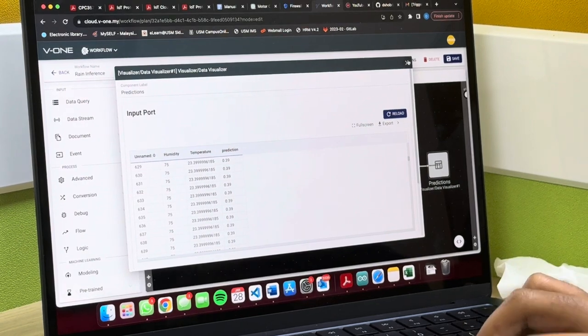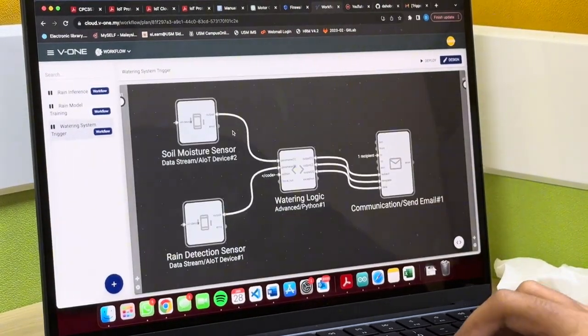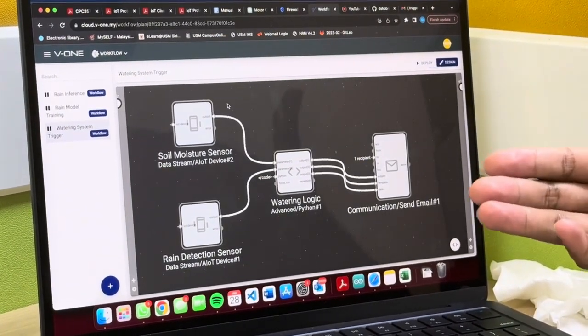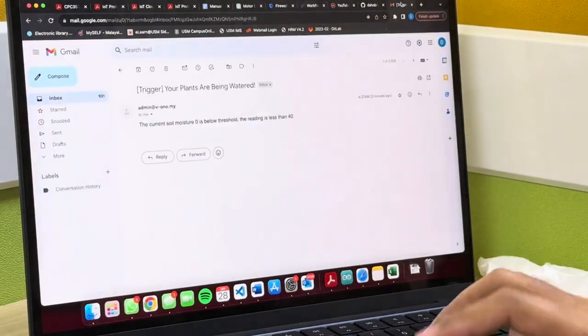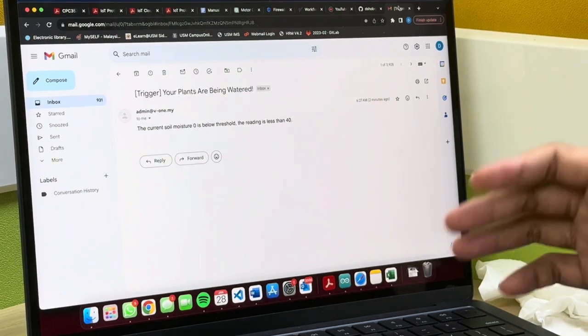So last but not least is our notification system that will notify when the sprinkler system will activate or turn off. So here is an example of the email that will be sent.